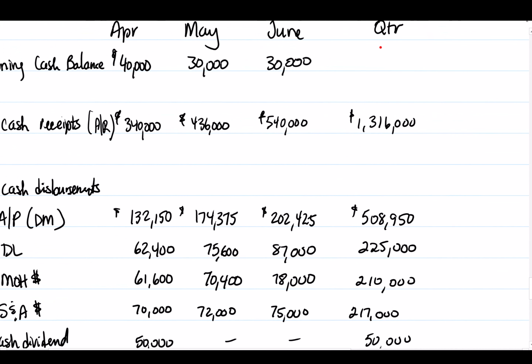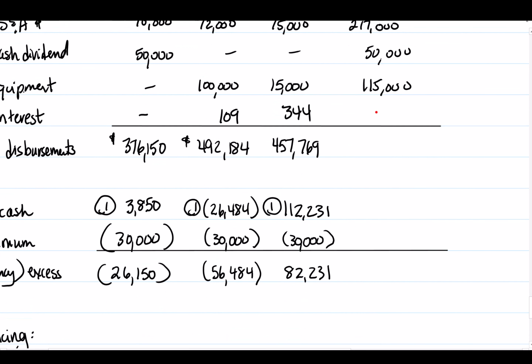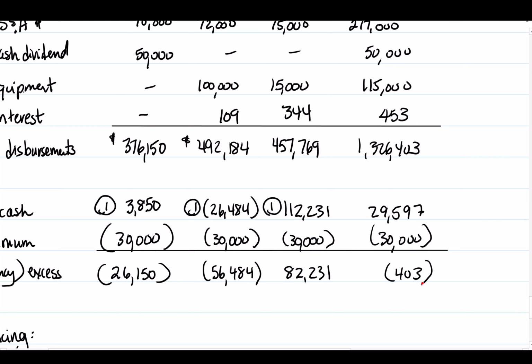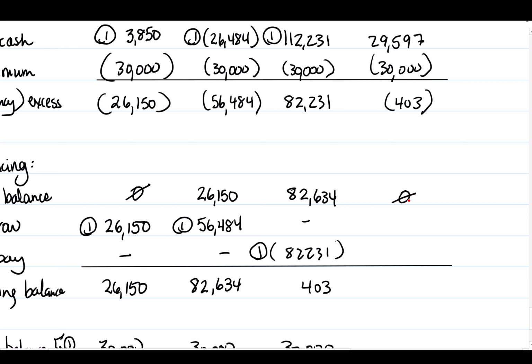So for the quarter, opening cash balance 40,000. This is 453, totaling to 1,326,403. Net cash 29,597. Minimum 30 means we borrow 403 net. Opening 0, 82,634, 82,231 means 403.